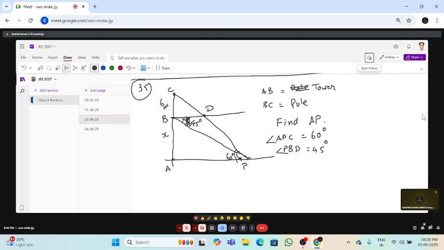You can simply use the trigonometric properties in this case. So this angle is X. And this bigger angle is 60 degree. The smaller angle is 45 degree.